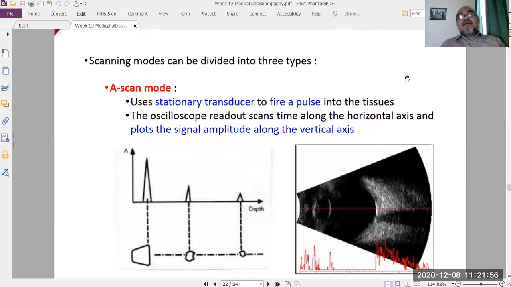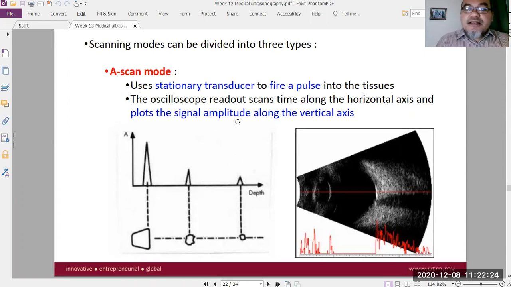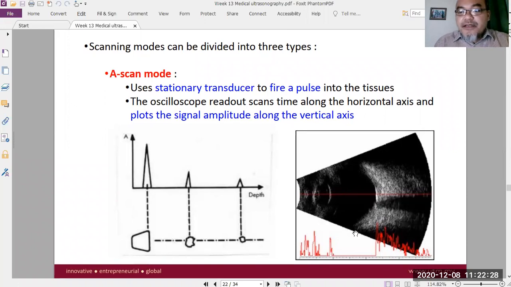Scanning modes can be divided into three different types. Either A scan mode, which uses a stationary transducer, and a pulse is fired into the tissue. Then the oscilloscope will read out the scan time, the time of flight of the scattered or reflected wave, along the horizontal axis, and plots the signal amplitude along the vertical axis. So from here, for example, using A scan mode, one fire, then coming back, it is plotted according to the time. So this time will then represent basically the depth of the ultrasound wave.